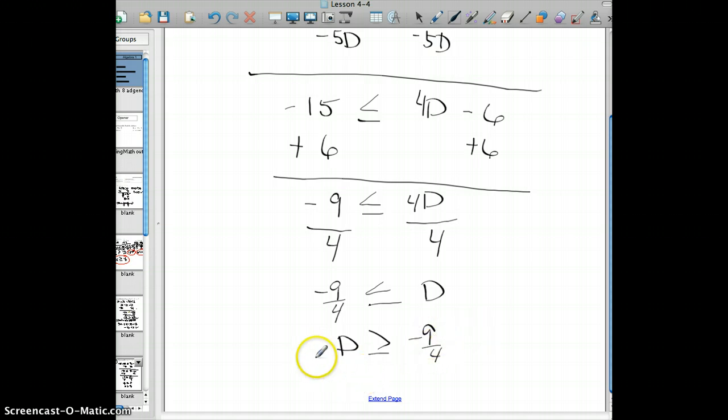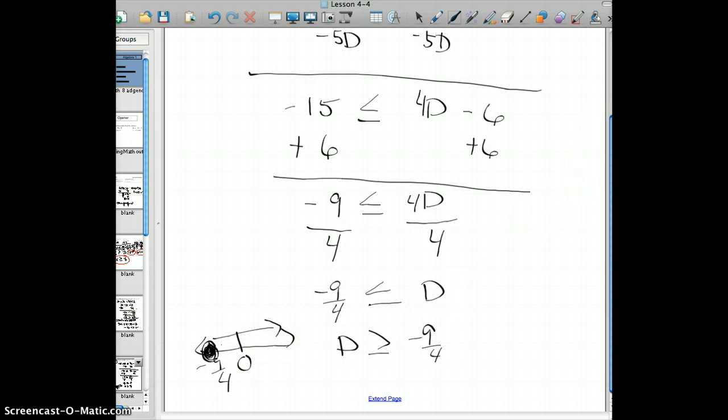Let's say d is 0. If you think about the graph for this, here's our number line, here's 0, and then here is negative 9/4. So d is going to be greater than or equal to, so we would have our closed circle here on the negative 9/4, and it's going to the right. So 0 is one of my solutions.